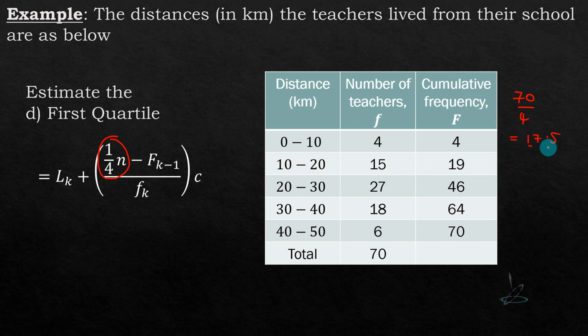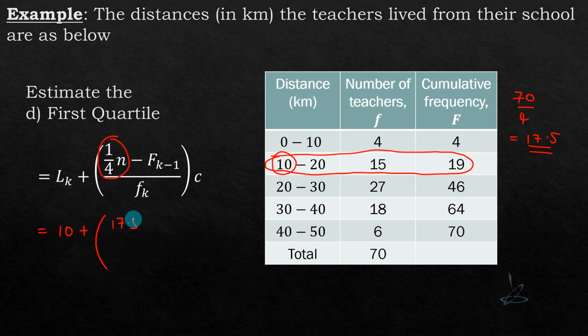Now let us see which class 17.5 falls in. It's supposed to be somewhere inside here. Let us take the lower boundary for here. This is 10 plus n/4, which we already calculated as 17.5, minus the cumulative frequency F(k-1), which simply means before them, so the cumulative frequency before them is 4, over f, the frequency. k means the class itself, so the frequency for the class is 15. And then of course the class size is 10. By calculating, we should be able to see that the first quartile is equal to 19.